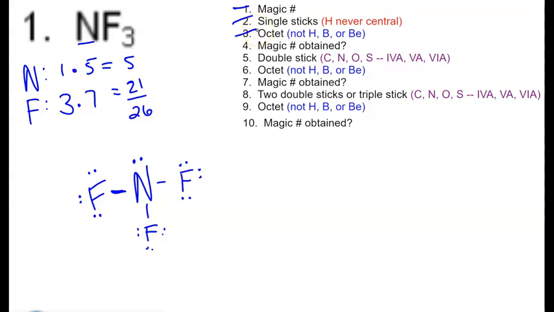It's so important that you make sure everybody has octet before you see if you've got the magic number obtained. So magic number obtained means now that everybody has octet that gets octet, again, these 3 are the only 3 that don't, and anything that I would give you. So you are going to now see if you can get to 26 electrons. So 2, 4, 6, 8, 10, 12, 14, 16, 18, 20, 22, 24, 26. That is a check, and that structure is done.